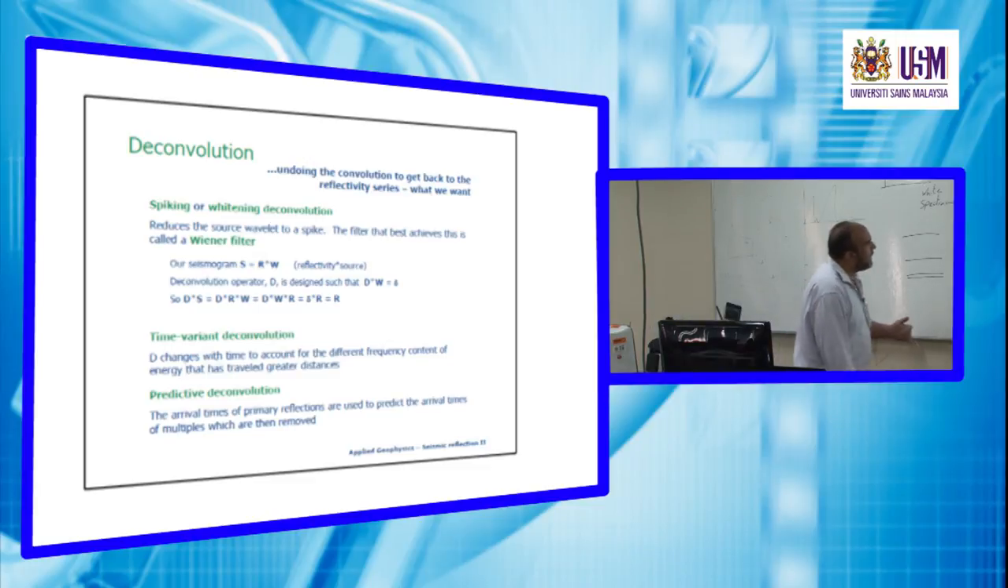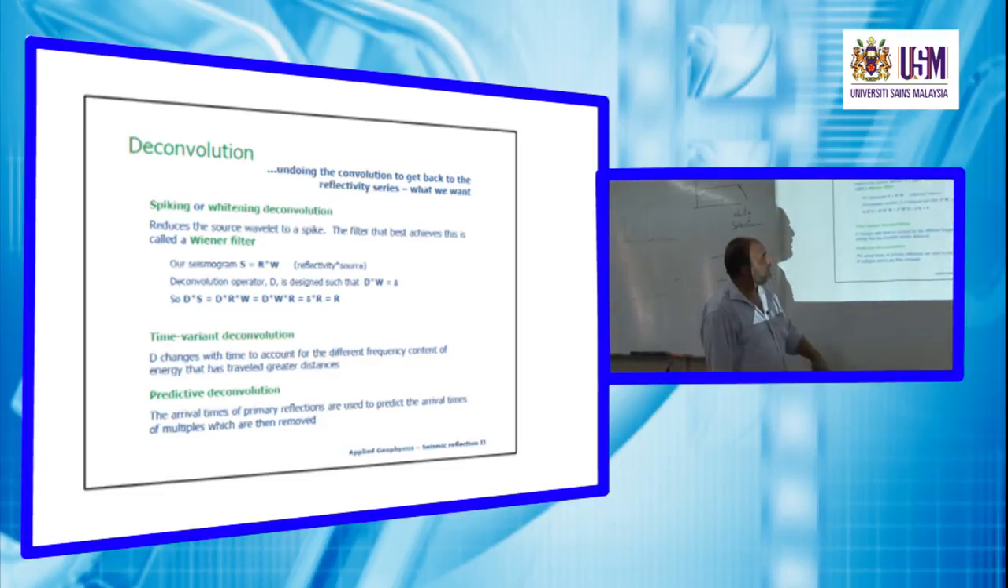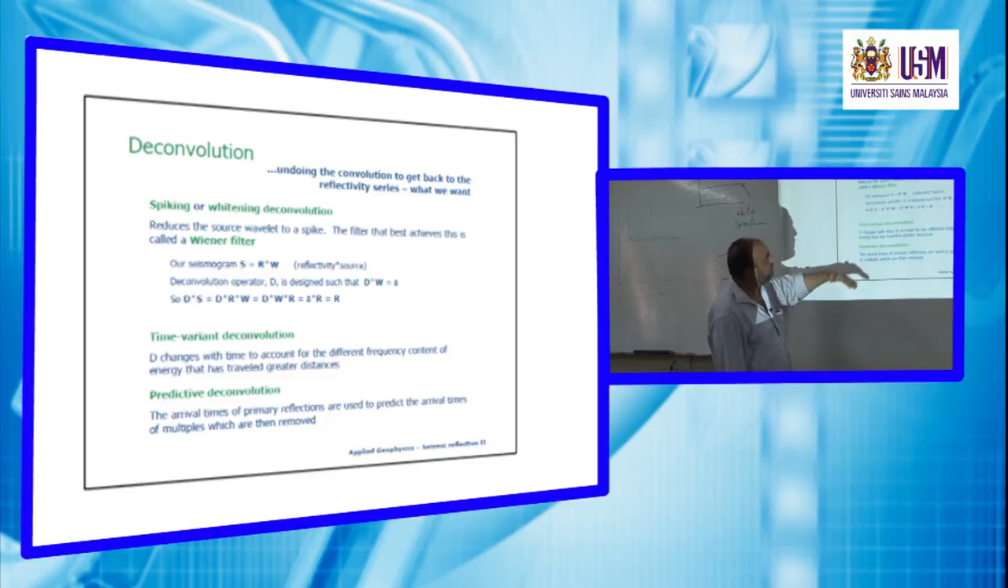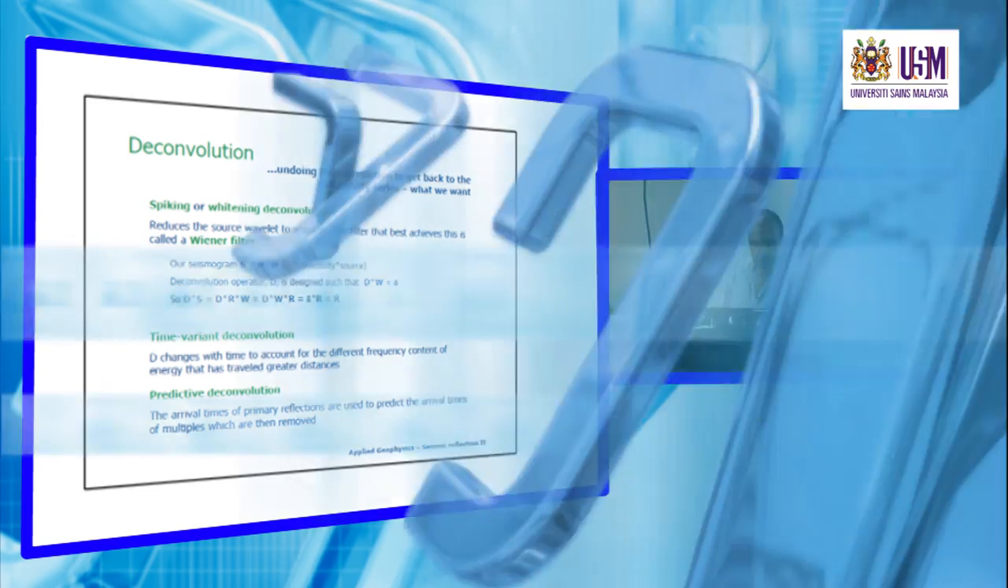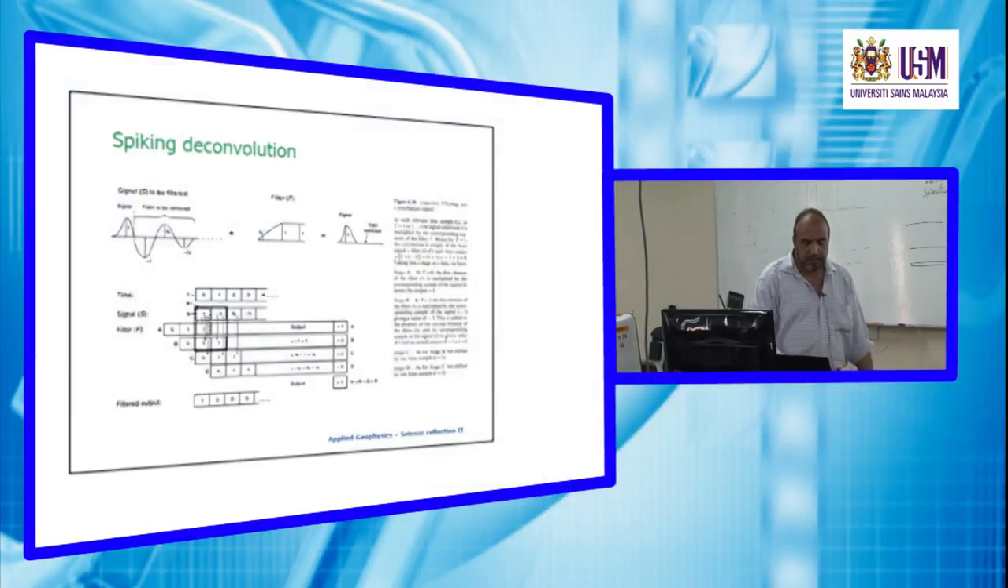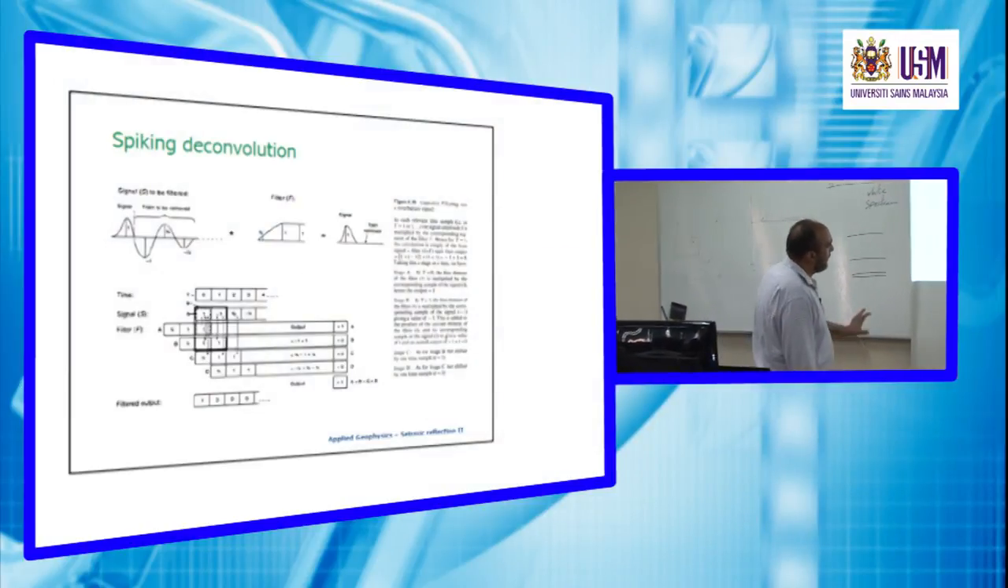Also, the third type of deconvolution is predictive deconvolution. So we have three types: spiking, time variant, and predictive. The predictive deconvolution is used mainly to remove the multiples. Okay? In this example, we are going to speak about the spiking.